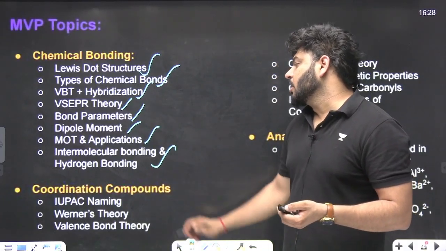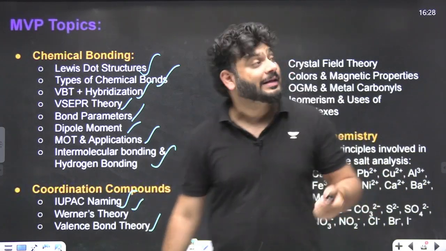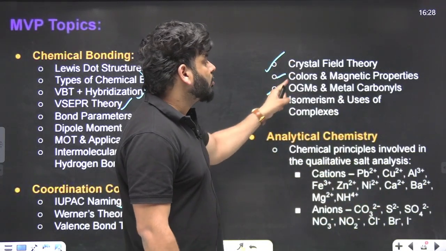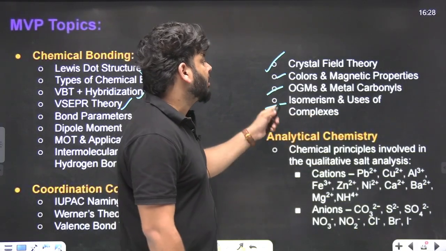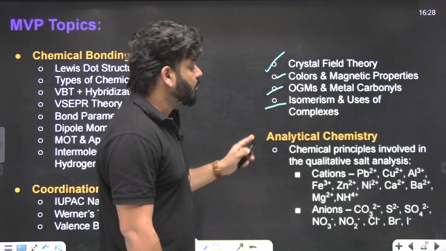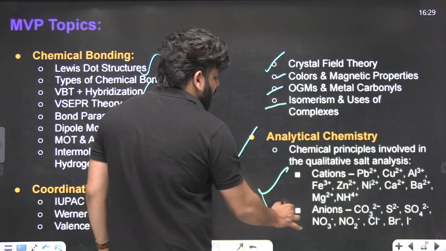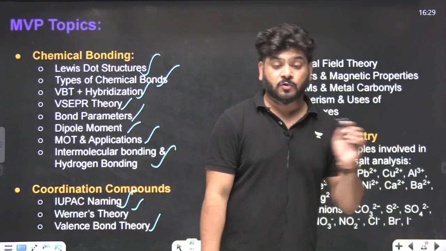We have coordination compounds. IUPAC naming is sometimes asked, and Werner theory, valence bond theory. We have crystal field theory, colors and magnetic properties, organometallic compounds, metal carbonyls, bonding in metal carbonyls as synergic bonding, isomerism, and uses of the complexes, very important. In analytical chemistry, we have a set of cations and anions for which you have to study the preliminary and confirmatory tests. That is what you need to do.